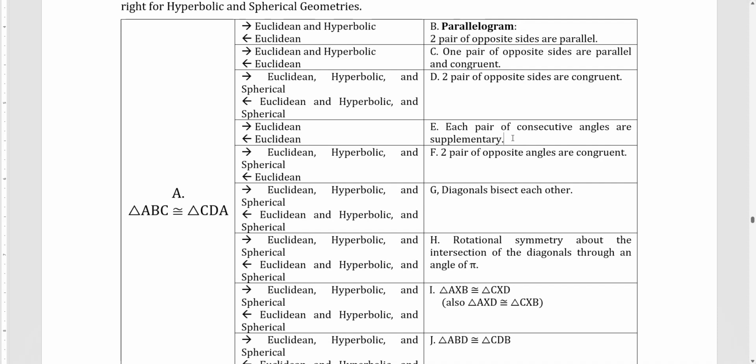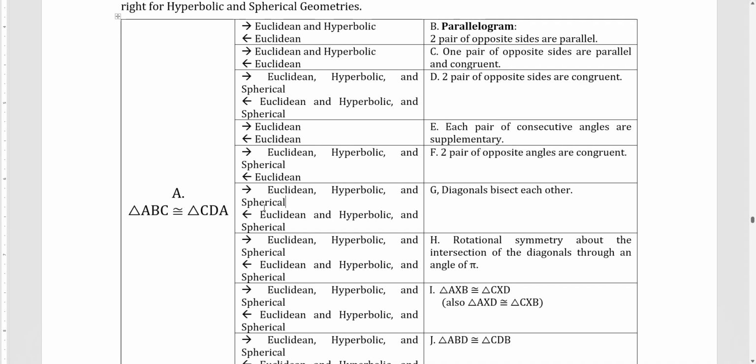The pair of consecutive angles are supplementary. That only works in Euclidean in both directions. In Euclidean, hyperbolic, and spherical, if you have the triangles congruent, you get two pairs of opposite angles congruent. And in Euclidean, if the two pairs of opposite angles are congruent, that makes these triangles congruent.